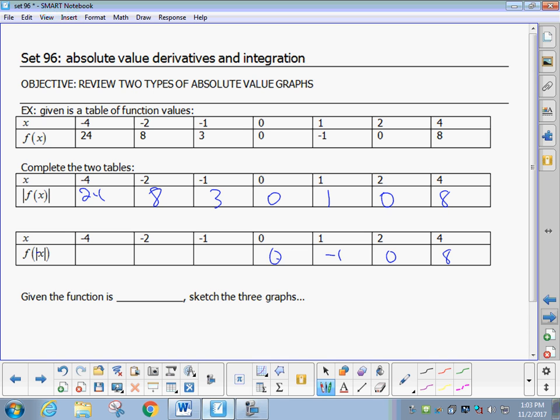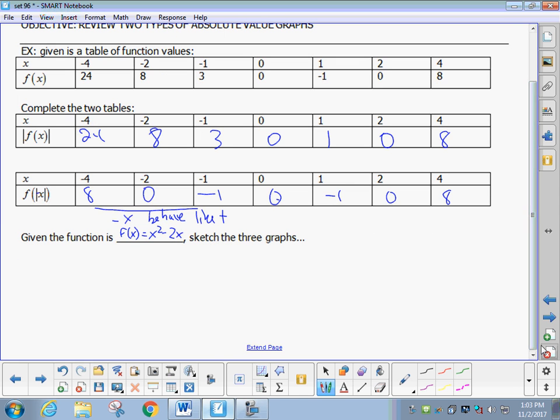What is changed is negative. How do they behave? 0. 8. 0. 0. Negative 1. You can see that negative x's switch to positive. Okay. So, if you are given that the original function I made these from, not the absolute value, is x squared minus 2x, then would you sketch the three graphs, f, absolute value of f, and f of absolute value of x? I suppose you could use your tables because they are, in fact, accurate. They do reflect these three graphs, if you need a check.